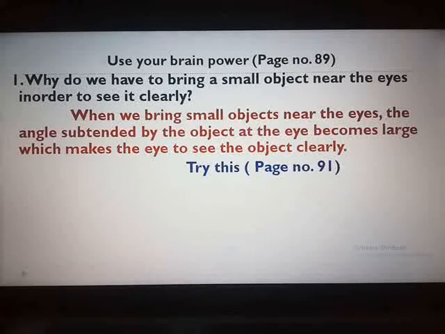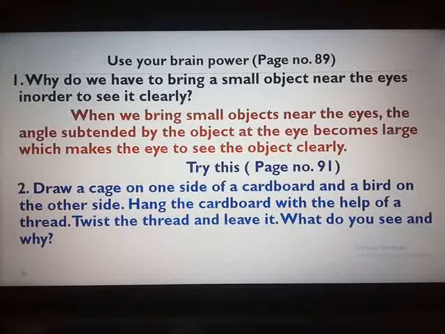Next one is the second question. I don't have to answer it, so many times we have answered. If we bring an object closer than 25 centimeter, refer to the above topic and the minimum distance, and you have to answer it. Page number 90, there are no activities. Page number 91, there is one small activity. Try this, in the center of the page.